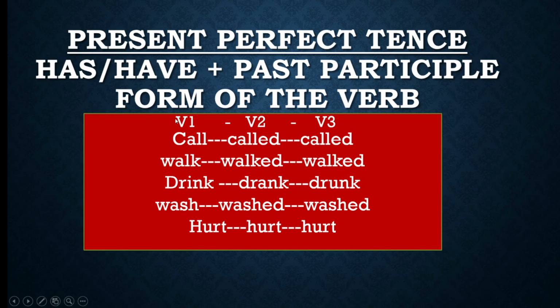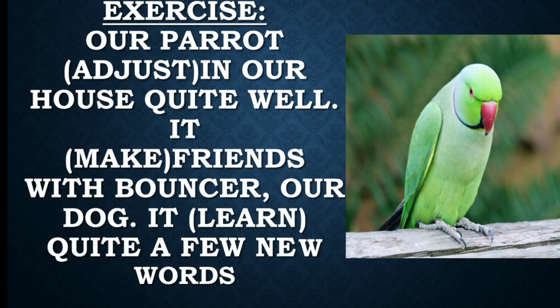Now see here, present perfect tense means you have to use has or have plus past participle form of the verb. Look here, V1, V2, V3. This is what you use for simple present tense. This is for past tense. This is called past participle, V3 form. We have to use V3 form for present perfect tense.